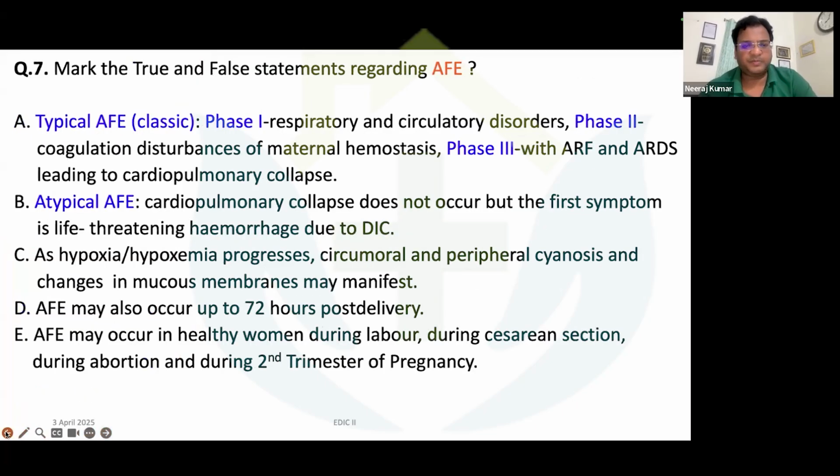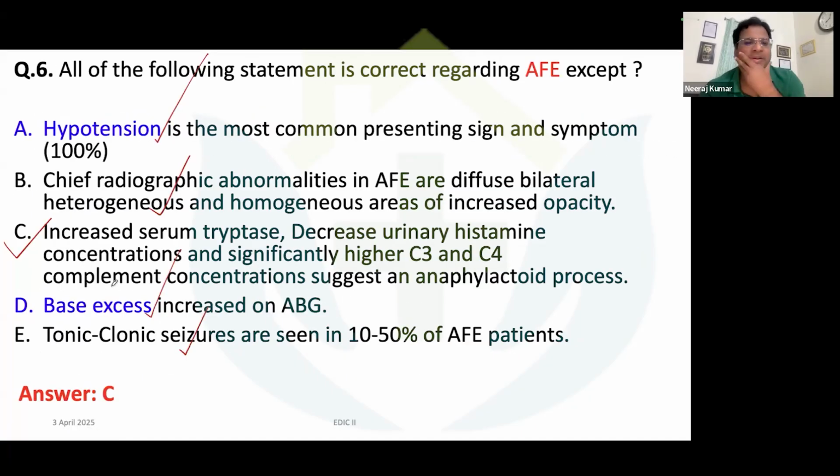So here you have to remember that in this group of patients, there is no relation of amniotic fluid embolism with serum tryptase, and the serum tryptase values are not going to be affected. The urinary histamine concentration may sometimes be increased, but there is no significant higher level of C3 and C4. The C3 and C4 complement levels are always normal, and there is a decreased or normal serum tryptase level.